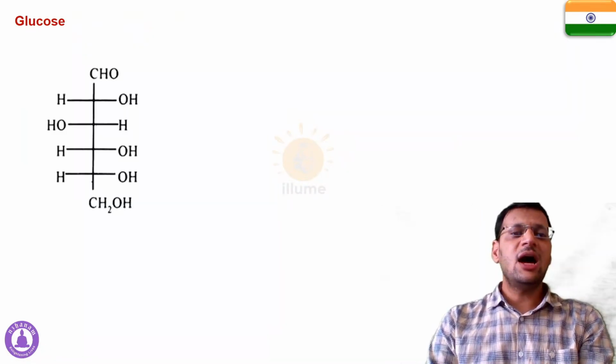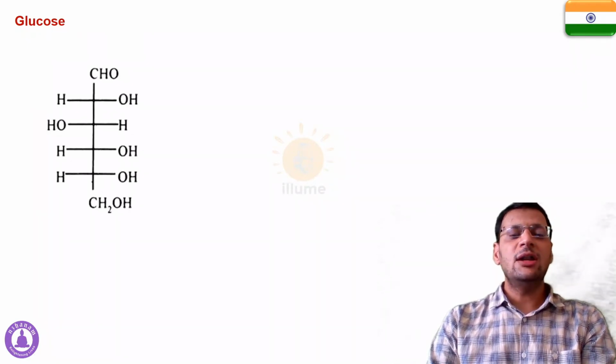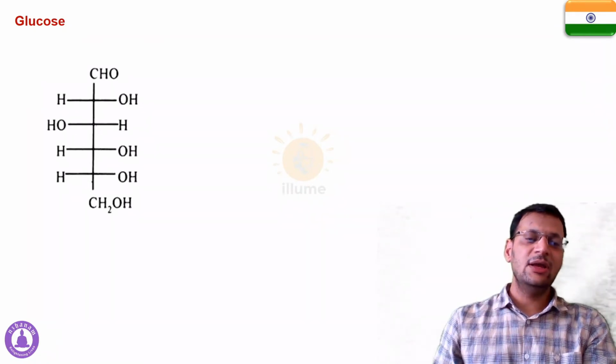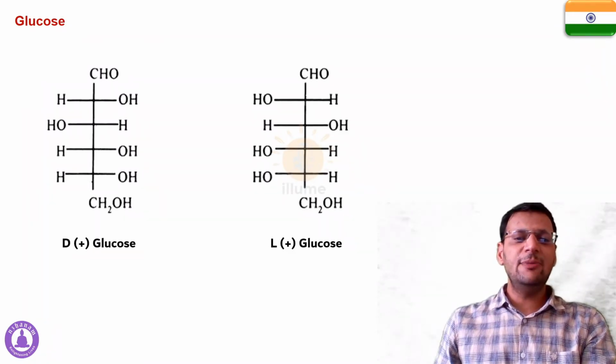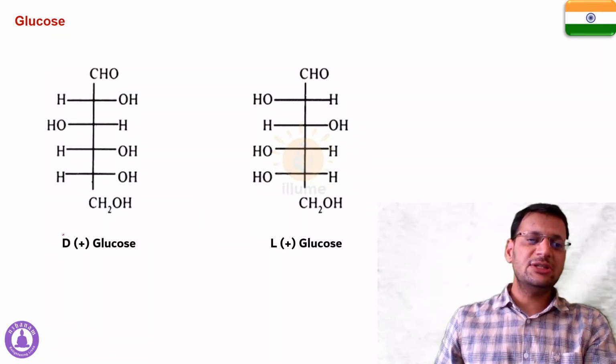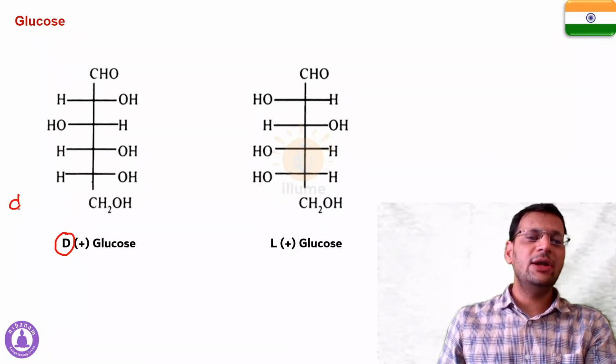See, this is how glucose is represented by a Fischer formula. Now, how do you write about this structure? See, this is very simple. We write it as D plus glucose and L plus glucose. First of all, this D, this is capital D, so this is not dextrorotatory. Dextrorotatory is represented by small d.